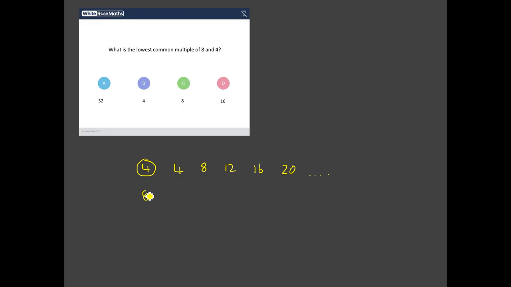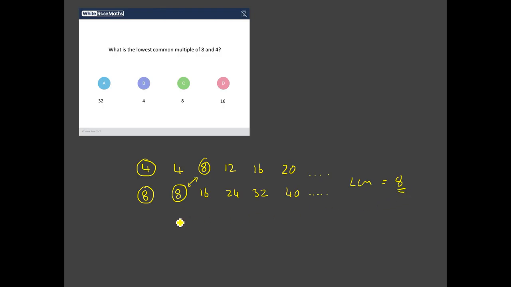And likewise, the multiples of 8 are your 8 times tables. So you have 8, 16, 24, 32, 40, and so on. So the question's saying here, what is the lowest common multiple of 8 and 4? So we're looking for a number that they've both got in common. Well, 16 springs to mind straight away. They've both got 16 as one of their multiples, but they've got a lower one here. They both have 8 as a common multiple. So I think the lowest common multiple of 4 and 8 is equal to 8.